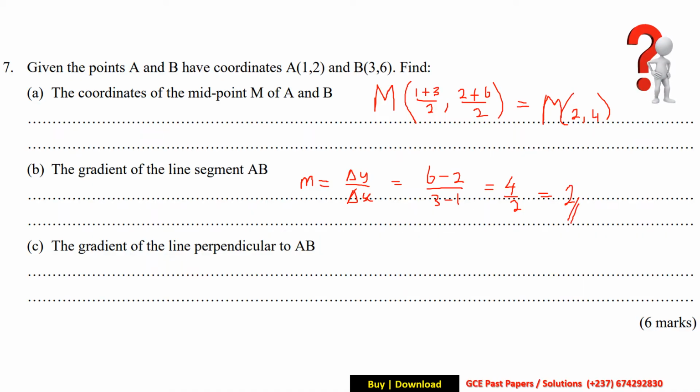Now the gradient of the line perpendicular to AB. The gradient of any line that is perpendicular to another line, whether it's normal or otherwise, will be equal to -1 divided by the gradient of the other line. So the gradient of that line will be -1 over m, which is -1 over 2, which is -1/2. So this is the gradient of a line perpendicular to this one. Now we know that section A is to be answered in 1 hour, so let's go to question 8.